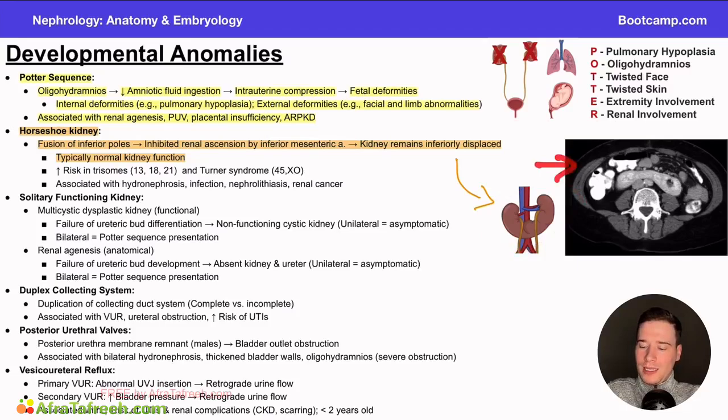And if you look over here to the CT scan, there's a really nice image right here, that high yield image that they want you to know that this shows, right? There's no separation here. This is conjoined. The inferior poles are conjoined together. And this is a classic CT of a horseshoe kidney.